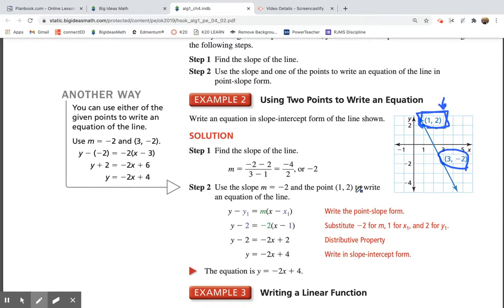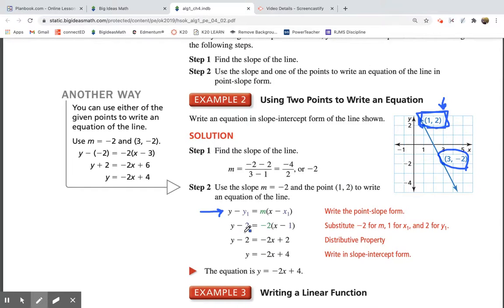So (1, 2) is the point we're going to use. So here's my slope. Here's my point for point-slope form. So y minus y1 equals m times x minus x1. You'll have to memorize that. So then I'm going to plug in my numbers. So here's x, here's y.